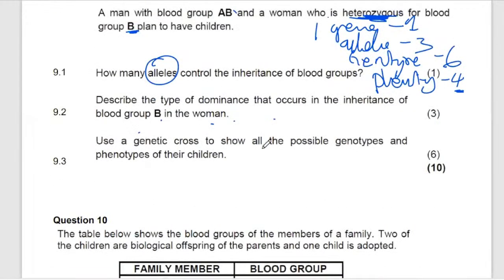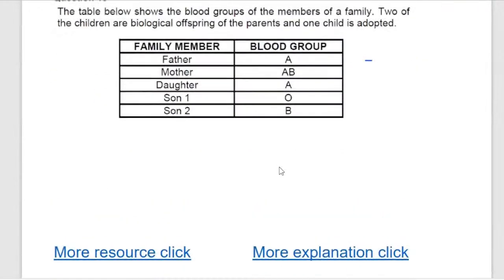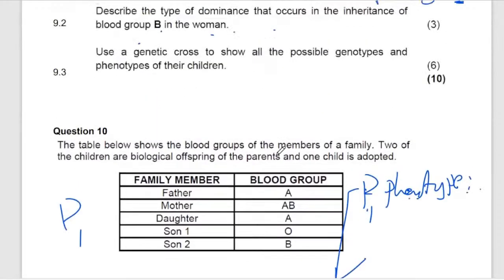Use the genetic cross to show the possible genotypes and phenotypes of their children. This principle works for all of them. Start with P1, F1. Please, F1. Don't just say P1 and then leave; finish after you say F1. You will forget F1 and lose a mark. So you say P1, F1, and at least we shall give you a tick. Is it clear? Then you say P1 phenotype, because P means parent phenotype. The phenotype is always obtained from the question.